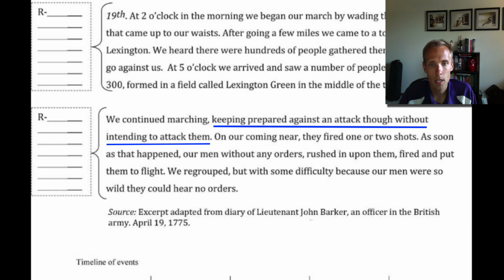He continues, on our coming near, they fired 1 or 2 shots. As soon as that happened, our men, without any orders, rushed in upon them, fired, and put them to fight. Put them to fight just means attacked. We regrouped, but with some difficulty because our men were so wild they could hear no orders. So again, some things come to mind. This makes me wonder if the author is trying to make himself and his soldiers look good by using this terminology, making the colonists look bad compared to the British soldiers.